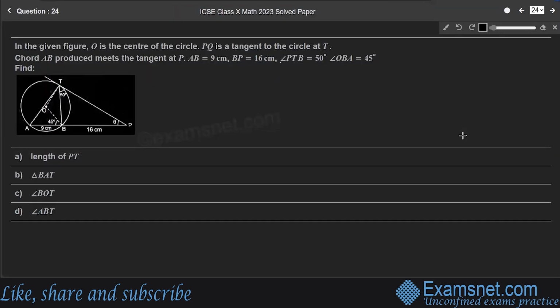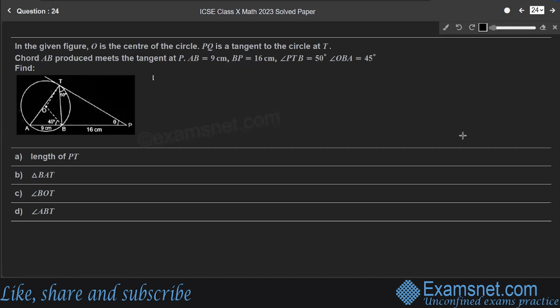Question 24. In the given figure, O is the center of the circle, PQ is a tangent to the circle at T. Chord AB produced meets the tangent at P. AB is 9 centimeter, BP is 16 centimeter, angle PTB is 50 degree and angle OBA is 45 degree. Then find the length of PT, angle BAT, angle BOT and angle ABT. So let us go step by step.